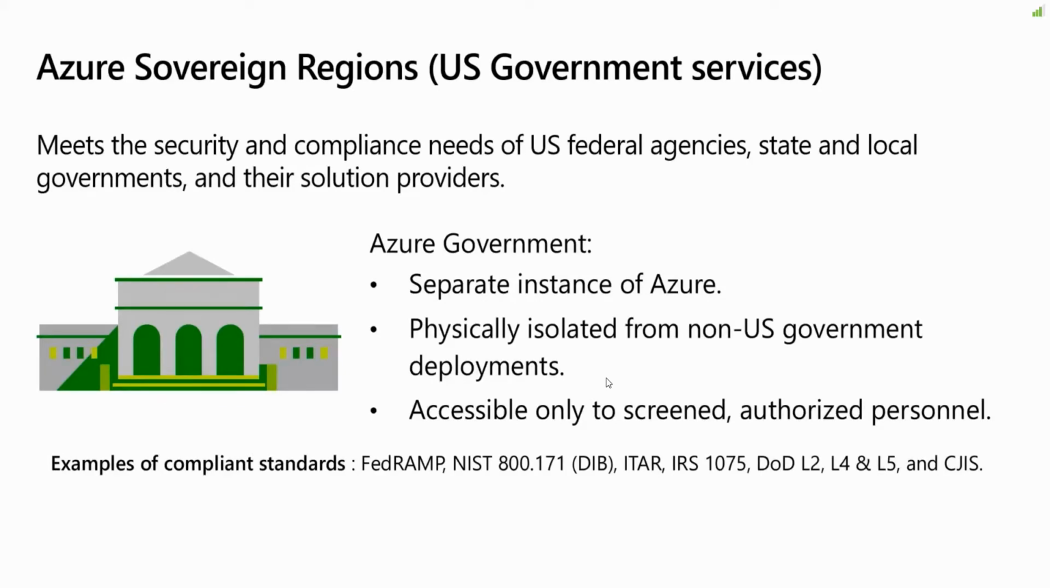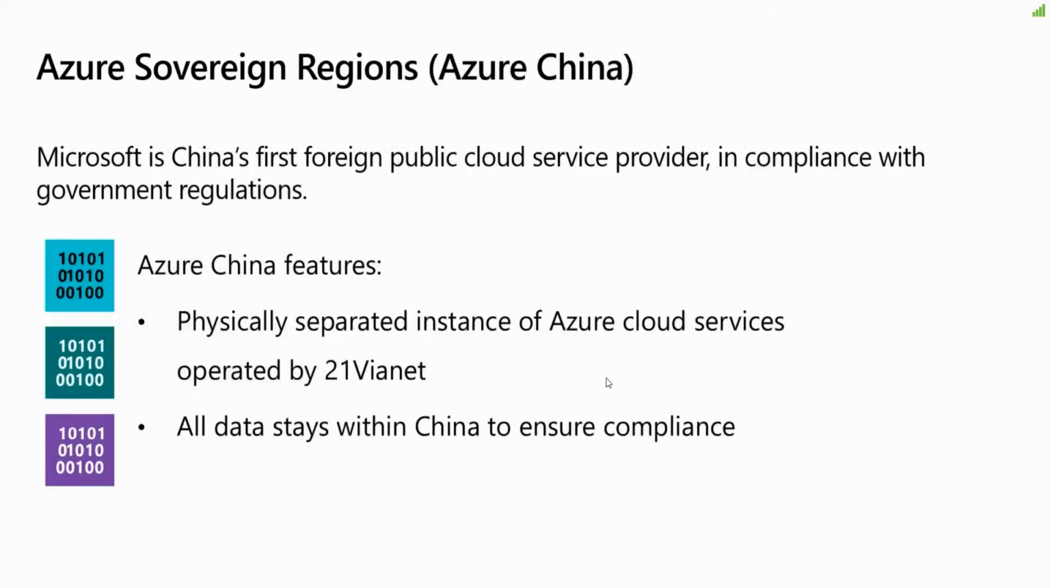And then lastly, we have our China region. Because China has their own data residency requirements, their own compliance requirements, one of which is that in order to have Azure cloud services, it has to be operated through 21Vianet. And so again, this is all physically separated from the rest of Azure, and it's operated through 21Vianet. This ensures that all the data stays within China and meets all their data compliance regulations as well as data residency. That brings us to the end of Module 5.